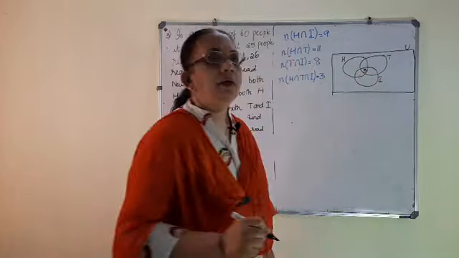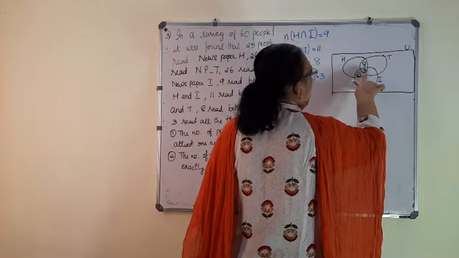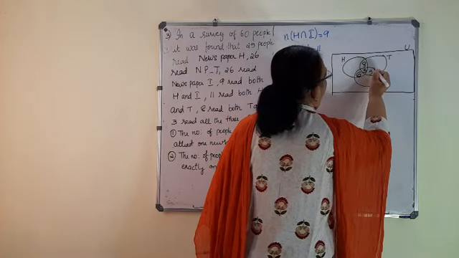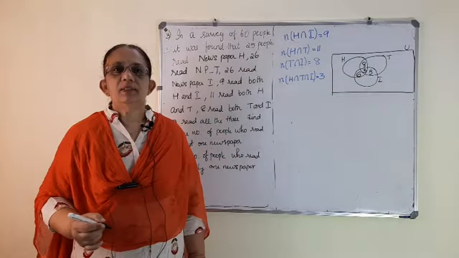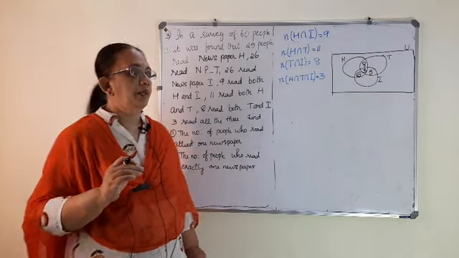H intersection I is equal to 9, so this will be equal to 6. Now H intersection T is equal to 11, but the common portion is 3, so this will be equal to 8. Now T intersection I is read by 8, so 3 is read by all the 3, so this is equal to 5. This is how you fill the intersection portion.